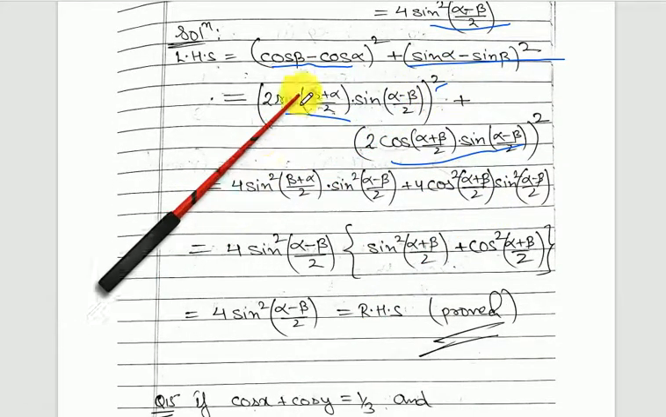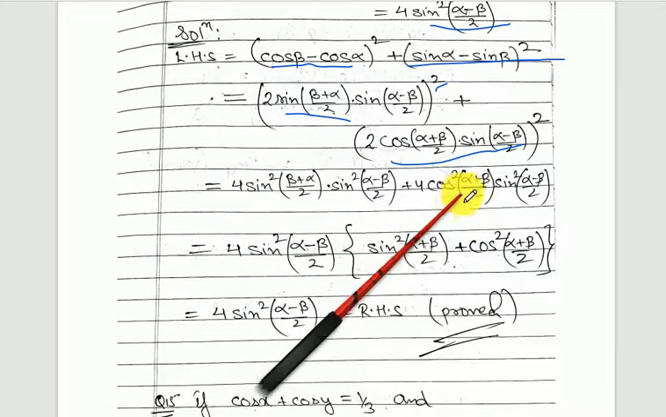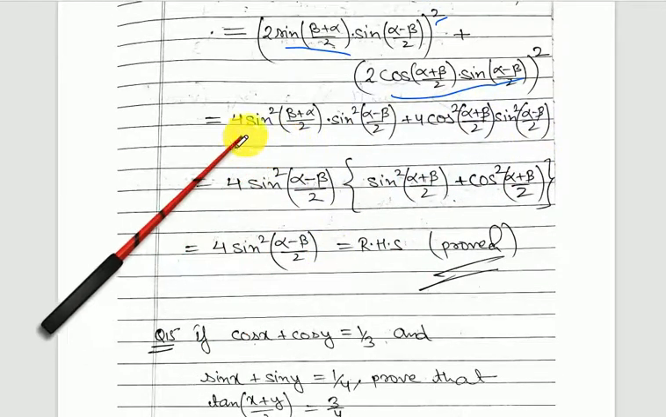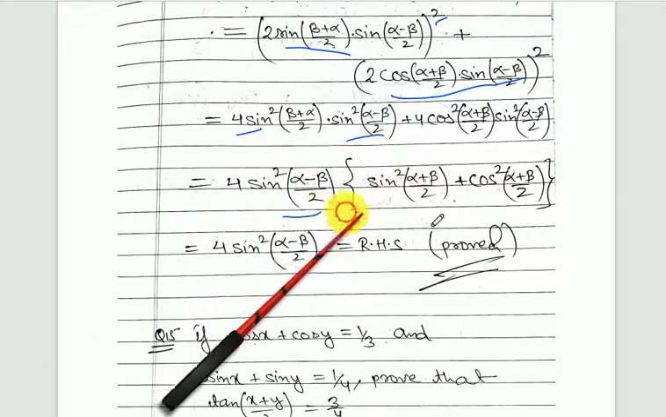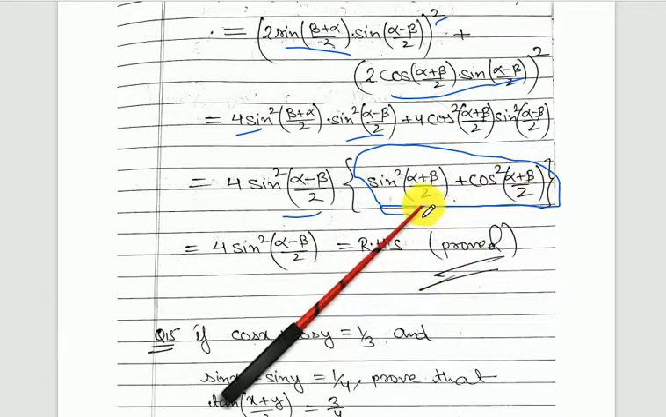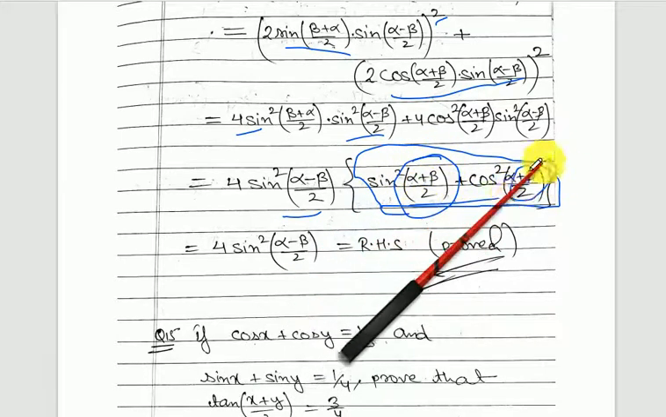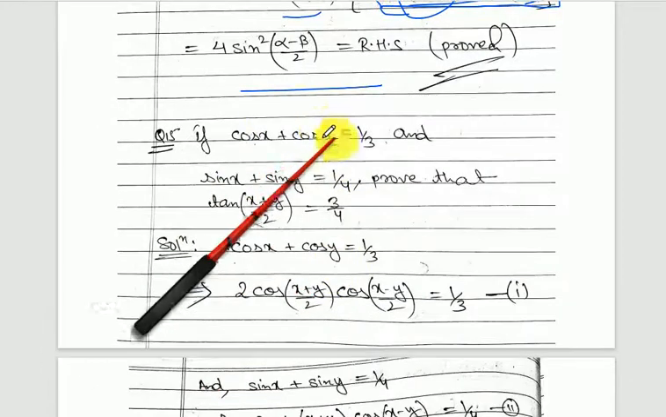And then take the square. So we'll get 4 into sin square this to this plus 4 cos square (α plus β) upon this and this, and here you'll find something common, that is 4 is common, and sin square (α minus β) upon 2 is common. So you are left with this, and this you know that it is sin square θ plus cos square θ, that means 1. Because here (α plus β) upon 2, here also (α plus β) upon 2, so sin square θ plus cos square θ is equal to 1, so you get this. So that is your right hand side.